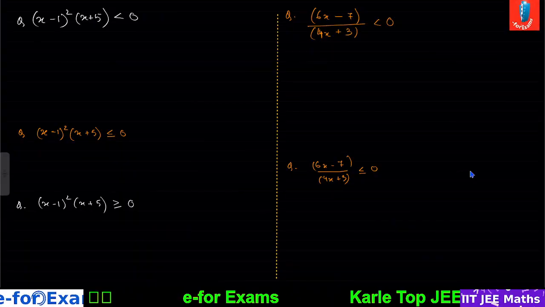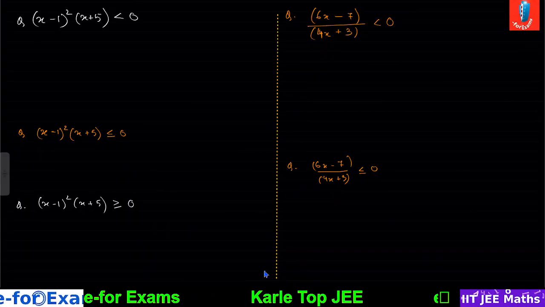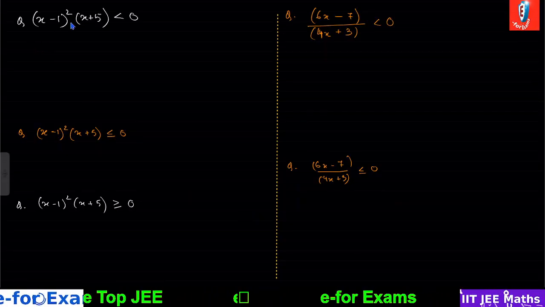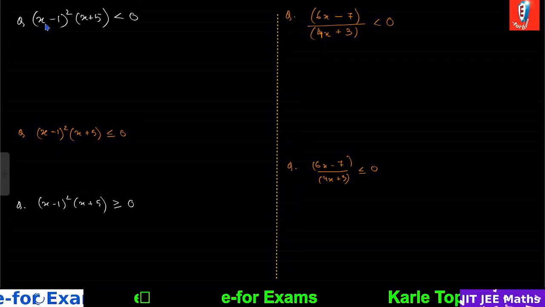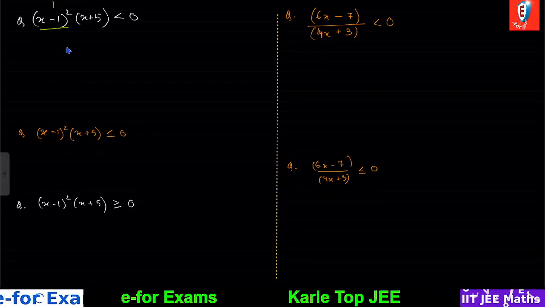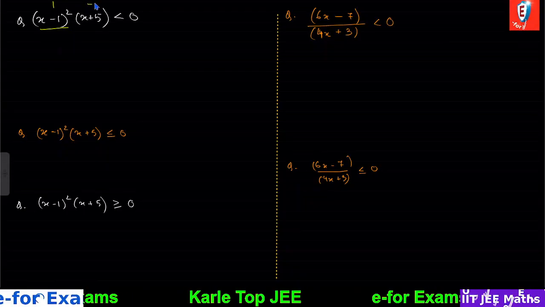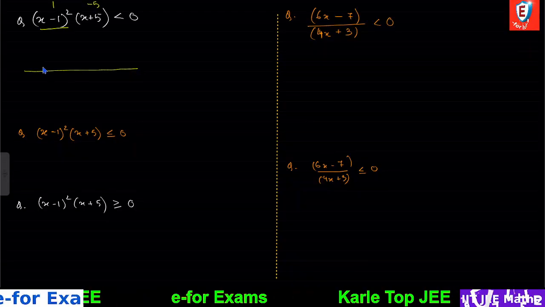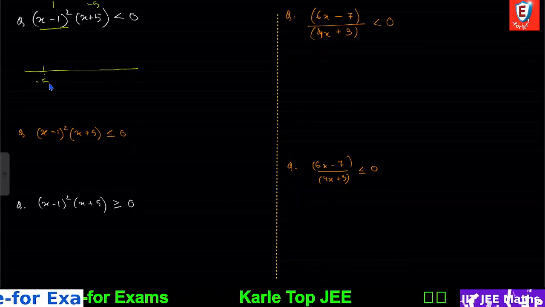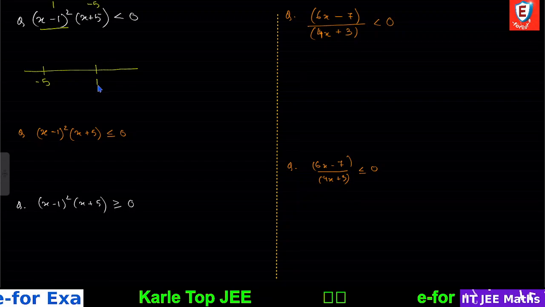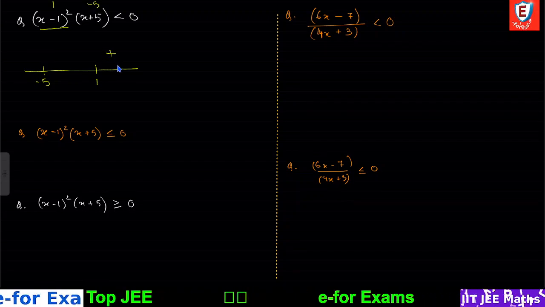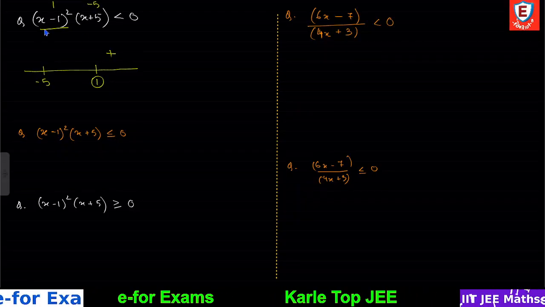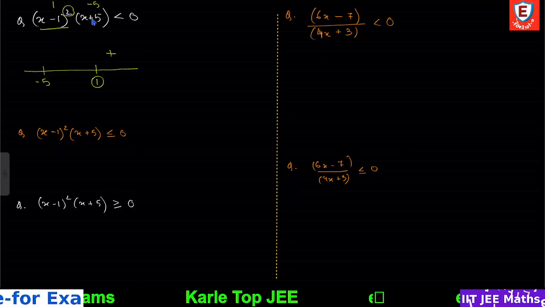Next. Here, from the first factor the solution is 1. For the second factor, the solution is minus 5. Plot them. Minus 5 is smaller, so put on the left. 1 is bigger, so put on the right. Rightmost side is this, so put a positive sign here. Now 1. Go through 1. 1 comes from x minus 1. What is the power here? Power is even.